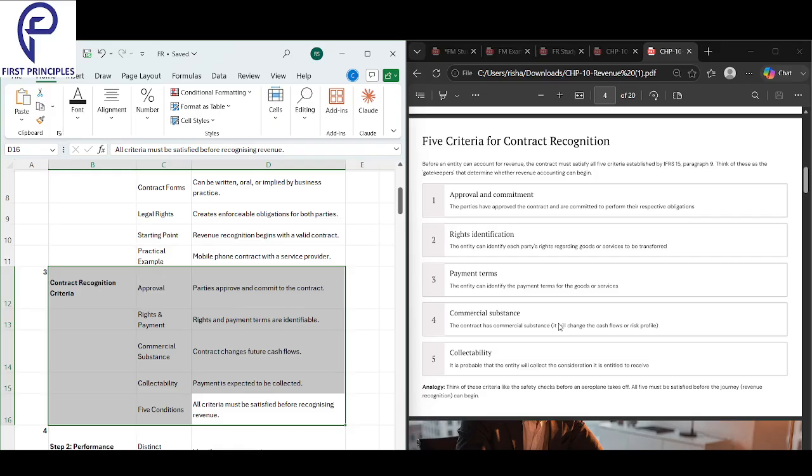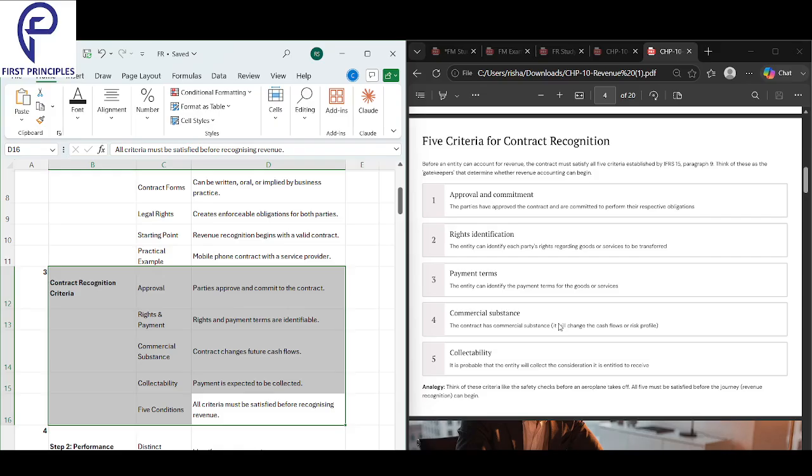And if there's no contract, there will not be any revenue. So both the parties have approved and committed. Rights and payment terms are very clearly identifiable. There's commercial substance and it will affect the company's future cash flows. The payment is expected to be collected. All criteria must be satisfied before recognizing revenue.